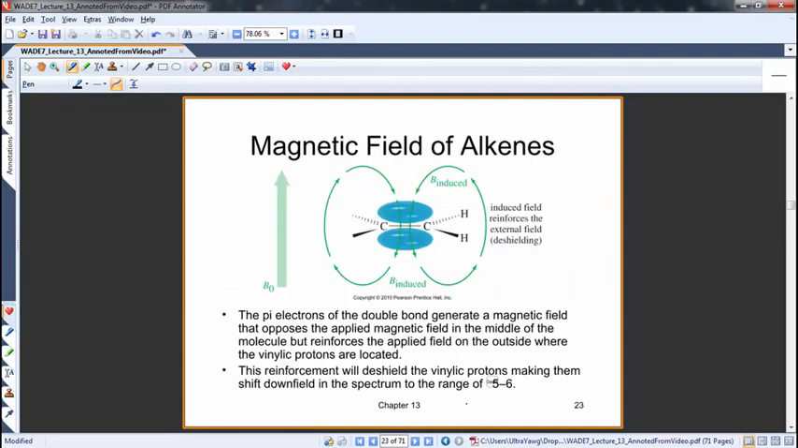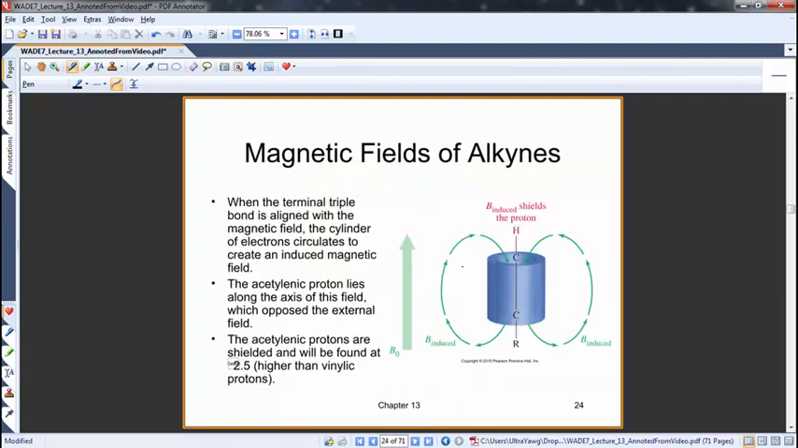The same is true for alkenes. This is what I just mentioned, right? You get the reinforcement of the external magnetic field, and so these get more deshielded than you would normally expect. And the same is true for alkynes, right? You get this ring, the pi system generates an induced current, which in this case, because of where the hydrogen exists, it exists here rather than over here, perpendicular to the system.